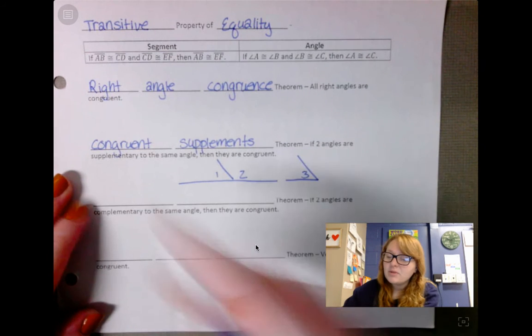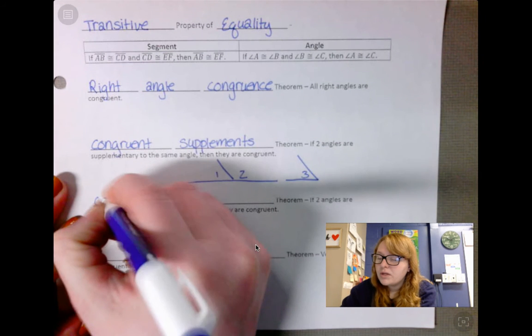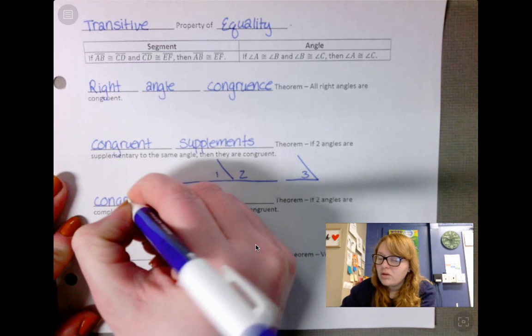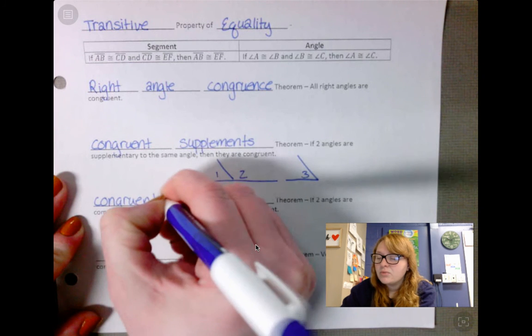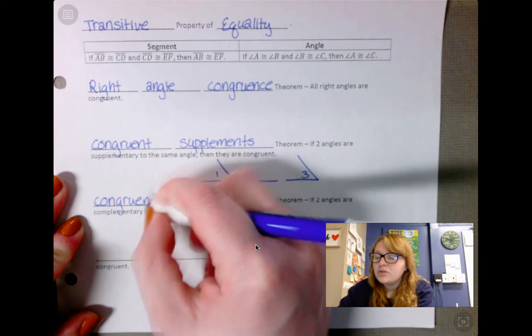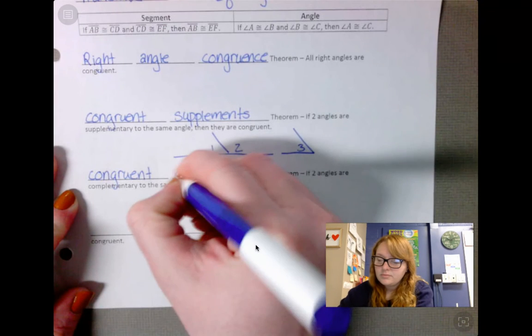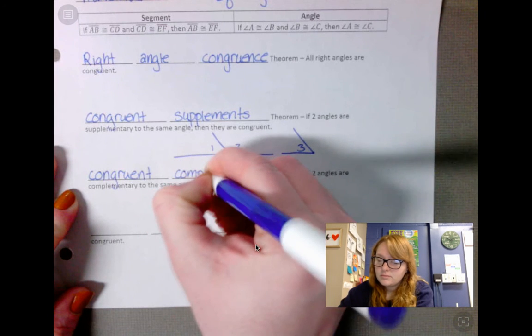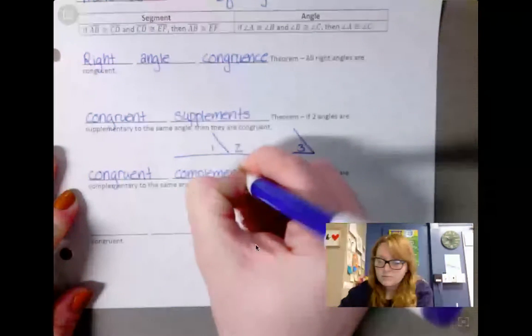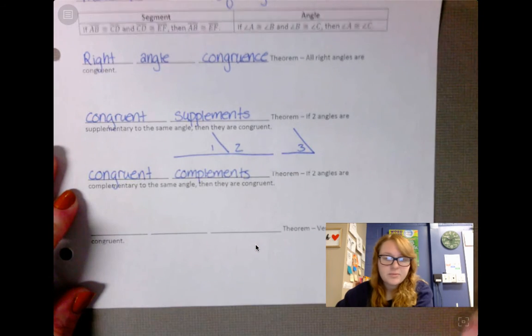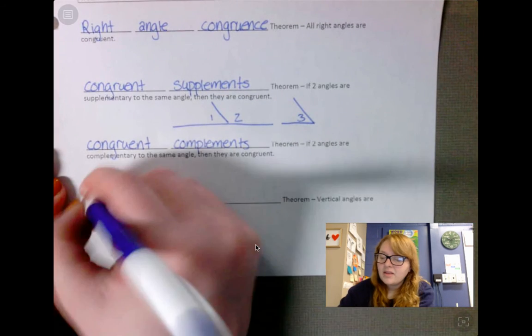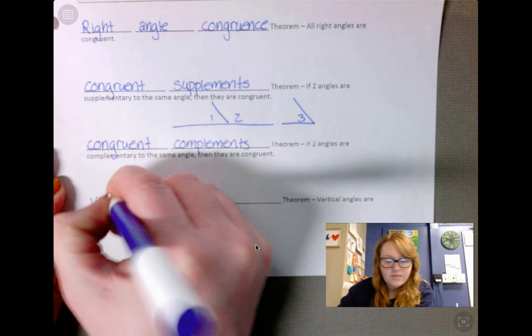Under the same logic, we have the congruent complements as well. The only difference with this one is that we're not adding to 180, we are adding to 90 degrees, because that's the definition of a complement. The congruent complements theorem.